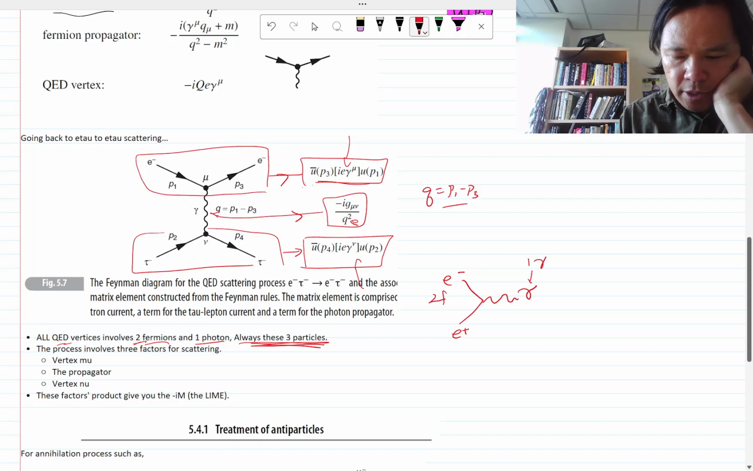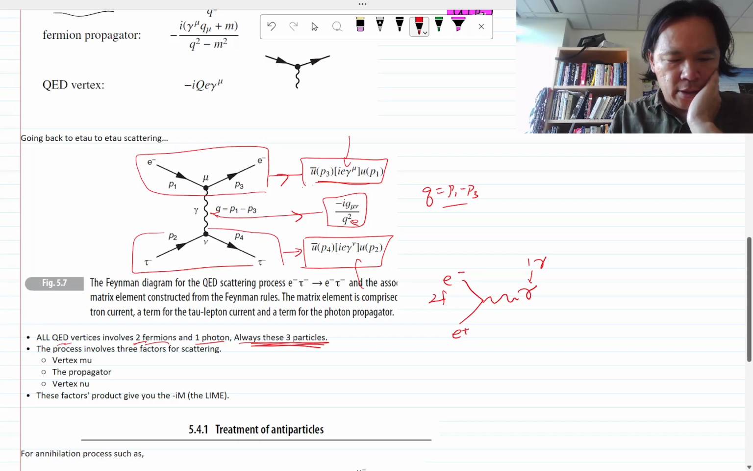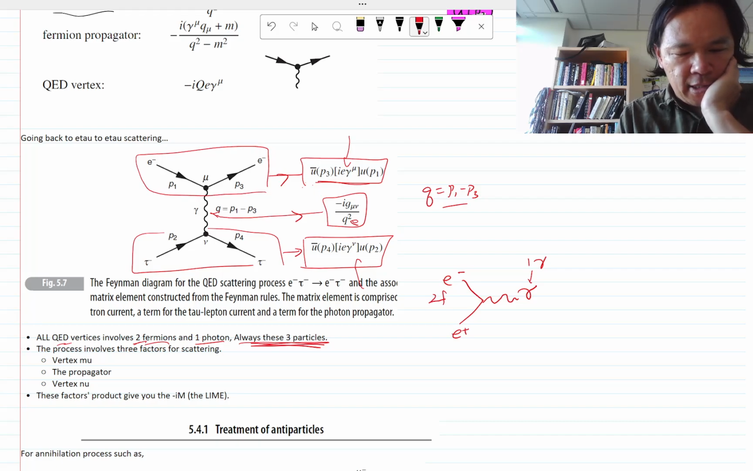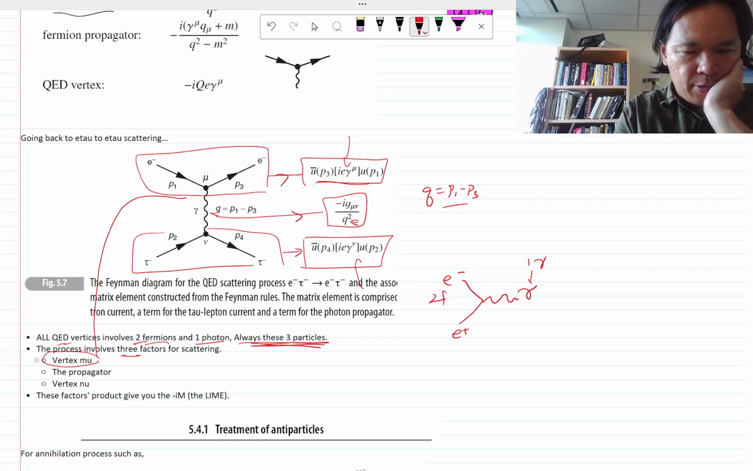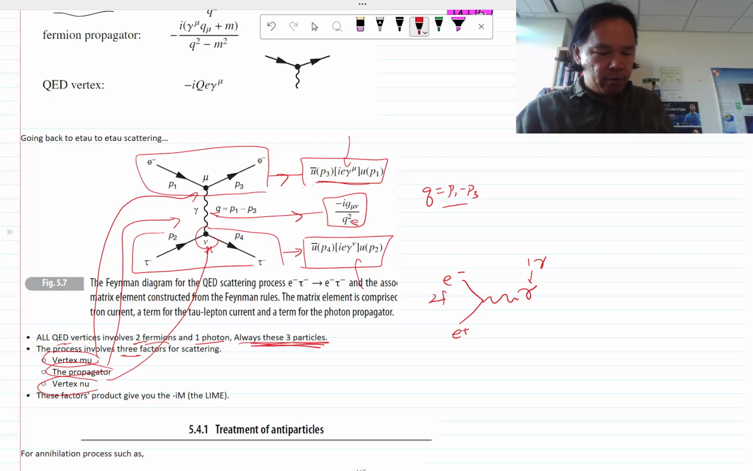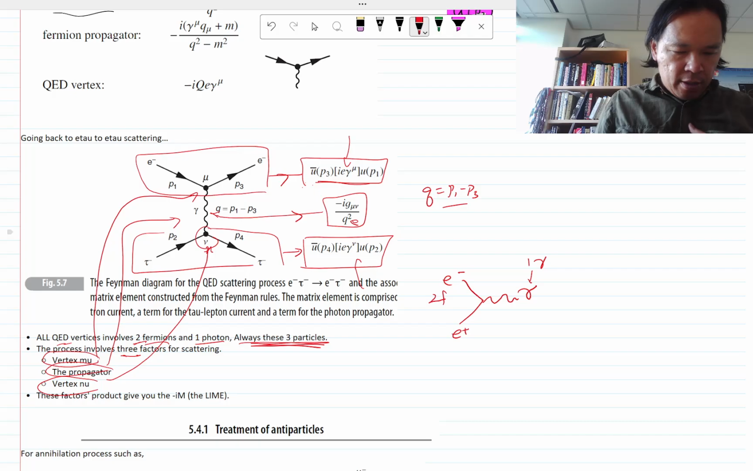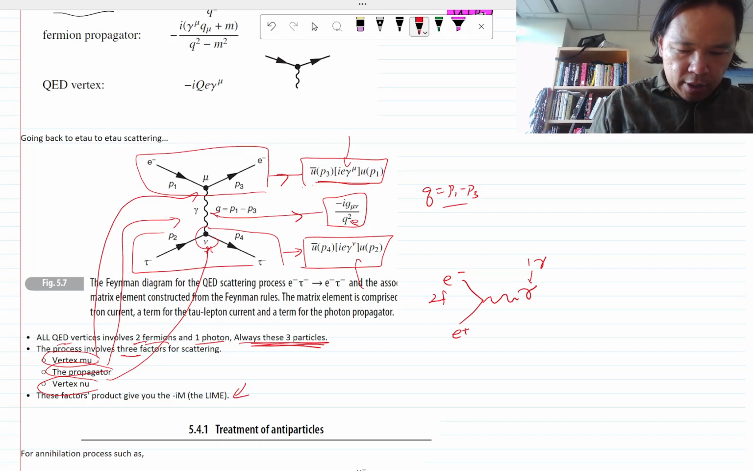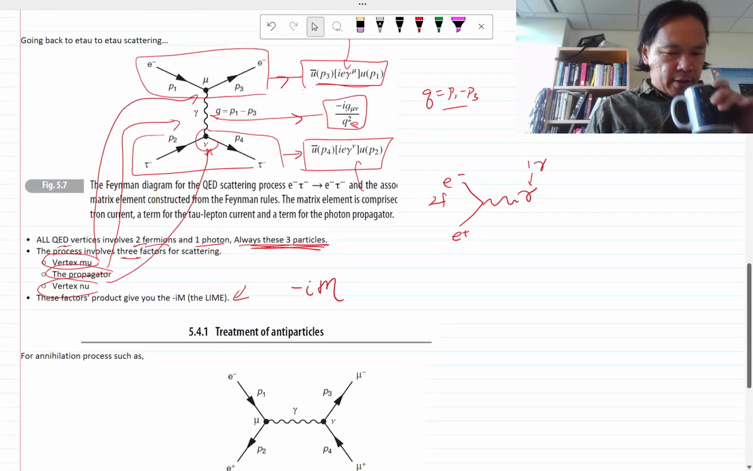There are always going to be 3 particles involved in quantum electrodynamics. These processes involve 3 factors: the vertex at mu, which is the upper part, the propagator, the middle part, and then the vertex at nu. We don't have to use the indices mu and nu, but we might as well since everybody else does. This gives you not M, but negative i times M, which is the Lorentz invariant matrix element.